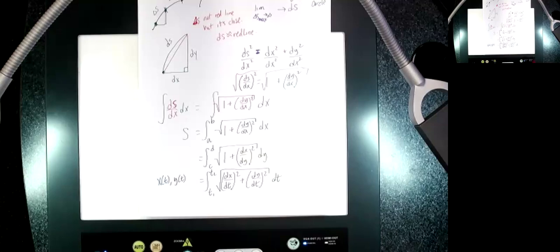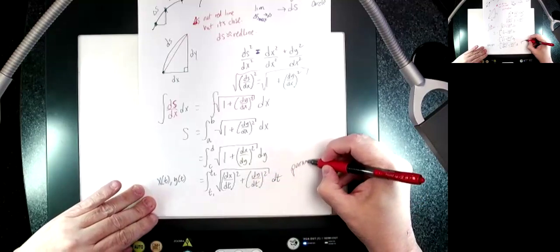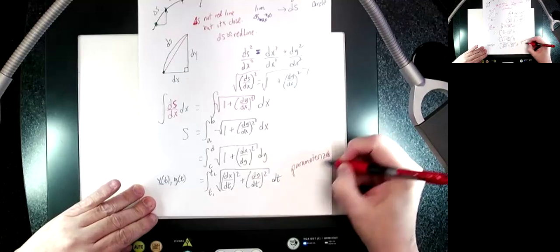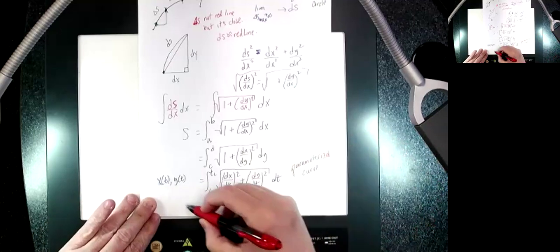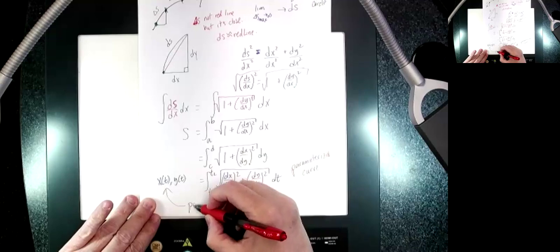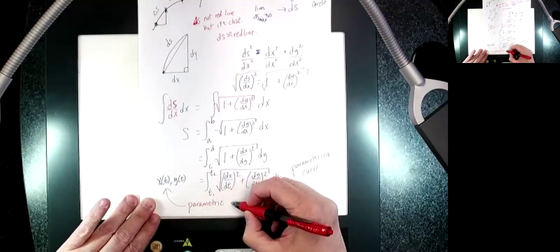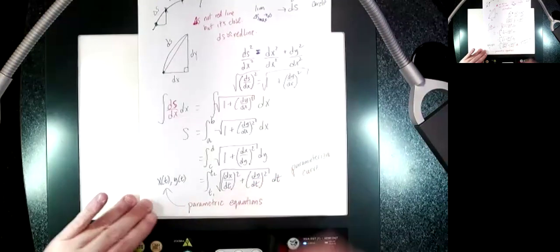This one is for, this is a parameterized curve. And these end up being called parametric equations. And we'll do an example here so you see what I'm talking about.